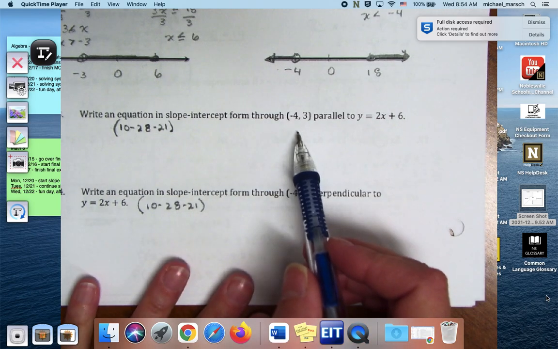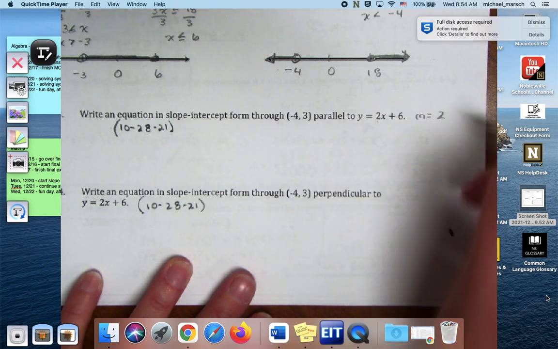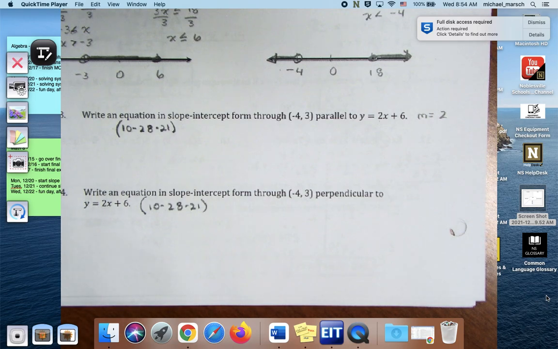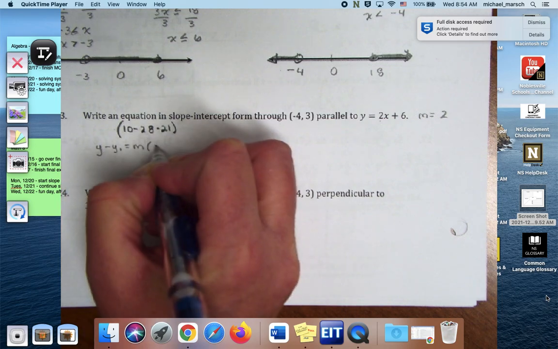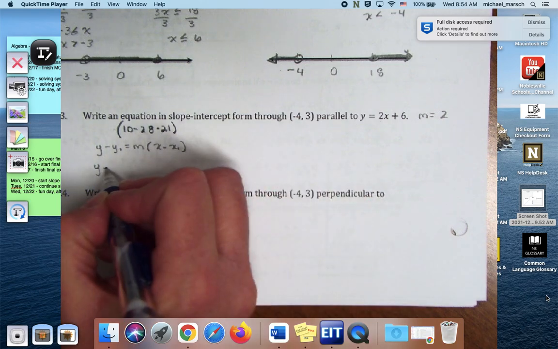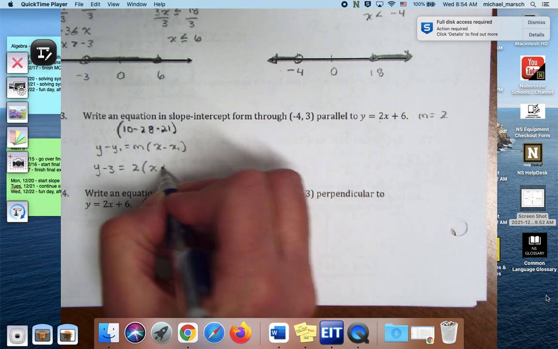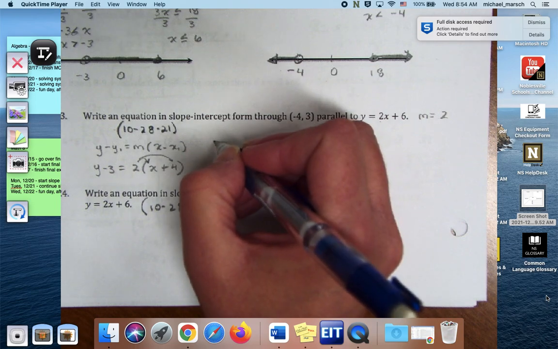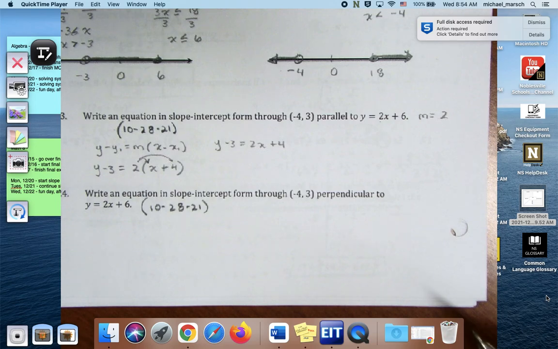We have a point. We know our slope because it says it's parallel, so my slope is going to be 2 because parallel lines have the exact same slope. So I'm going to have to use my point slope form, which is y minus y1 equals m times the quantity x minus x1. Y minus 3 equals 2 times the quantity x minus negative 4 is going to give me that positive 4. I distribute. I get y minus 3 equals 2x plus 4.